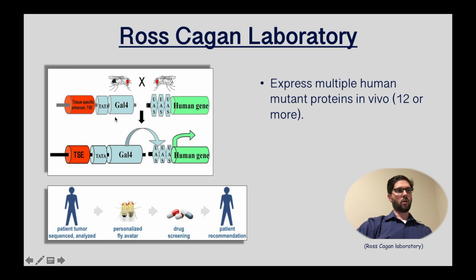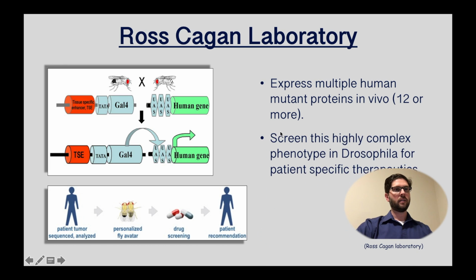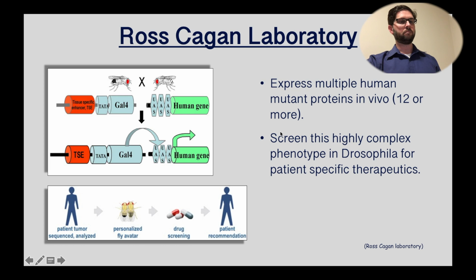And how they do this is utilizing the Gal4-UAS system, as previously shown. And they do a biopsy of a patient's tumor. They then sequence this tumor and analyze it. And they identify the handful of mutations which cause this cancerous phenotype. And usually this is 12 or more mutations which ultimately cause this cancerous phenotype.